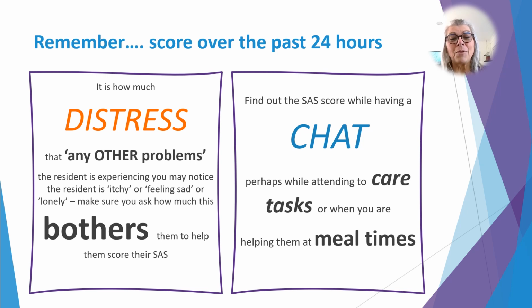And how to find out? The best way to do it is to have a chat while you're doing your routine care. Don't just stand there and go, have you got anything else wrong? What you want to do is say, while you're doing care, you might notice that they have marks on their legs from scratching. So you might say, wow, I noticed you've got some marks on your leg. Have you been itchy? They might say, yeah, I have. I've been scratching all night. Oh, does that worry you? Does it keep you awake? So you can talk to them through a conversation to find out how much other symptoms are distressing to them.